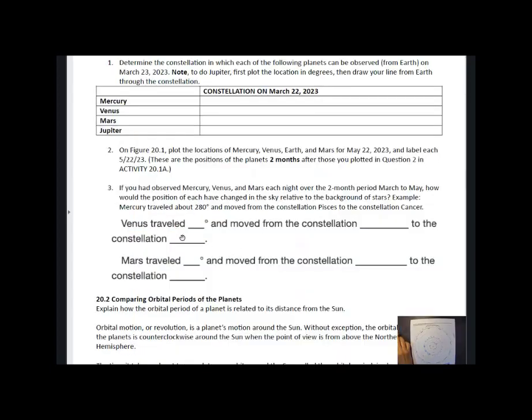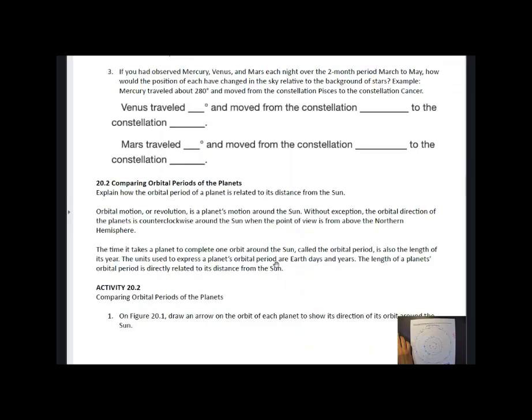For example, well, they don't have Mercury, but Mercury was, according to our diagram here, in 2 months, right? So they do want you to go out 2 months. So for Mercury, we found that Mercury in March was in Pisces, but in May it was in Aries, right? So it changed. So you do the same thing for Venus and Mars, right?